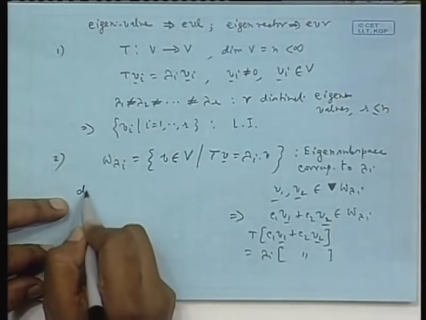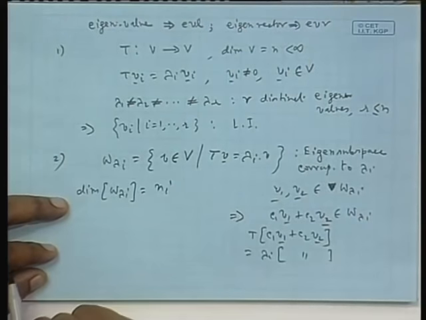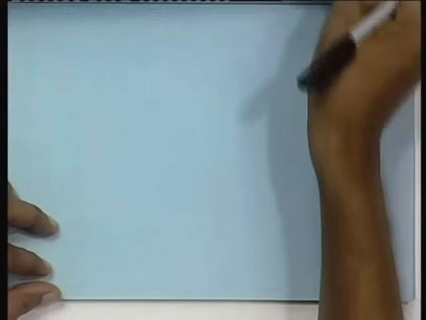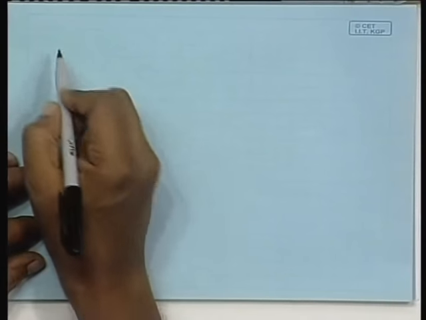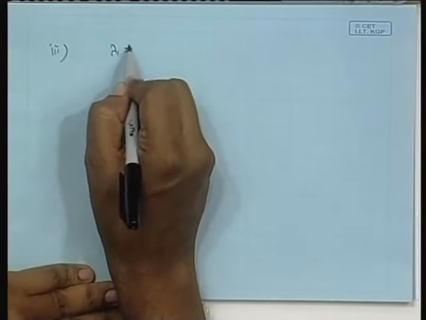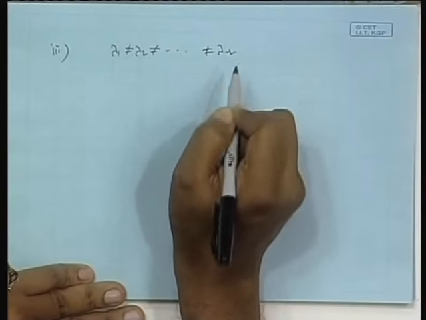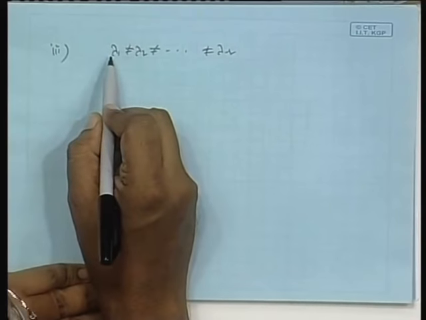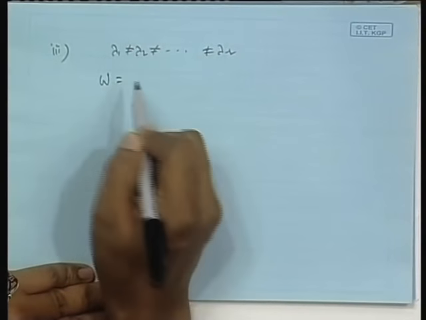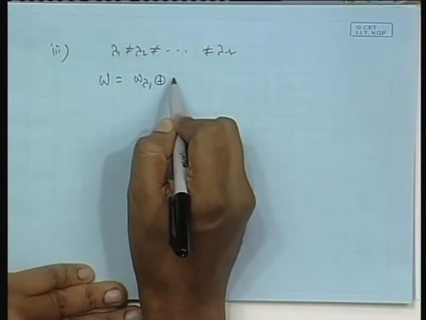For this eigen subspace, if I consider the dimension, I denote it by N i. This also you have seen. I am just writing down the main points of what we did last time. Number 3, suppose we have got distinct eigenvalues lambda 1 up to lambda r. We have eigen subspace W lambda 1, eigen subspace W lambda 2 dot dot dot eigen subspace W lambda r, and suppose I form W as the direct sum.